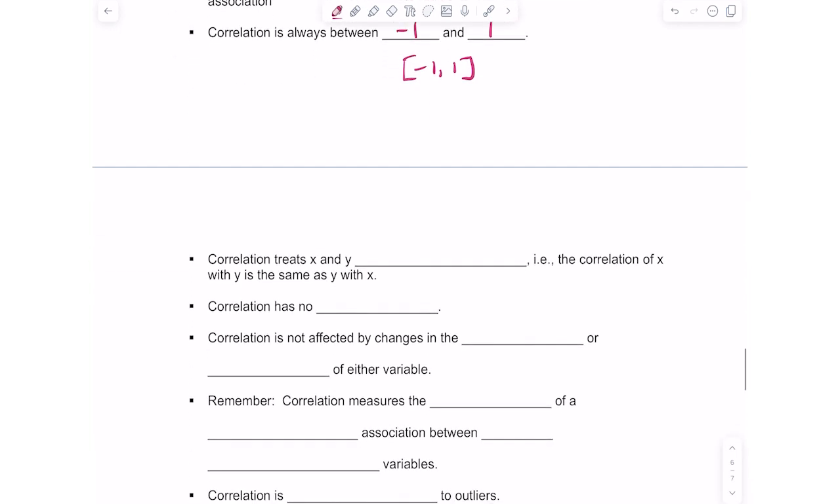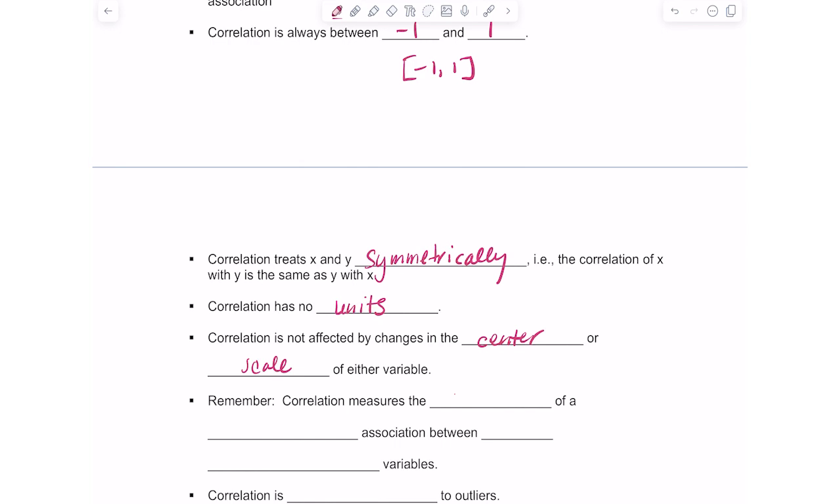Correlation treats X and Y symmetrically. So the correlation of Y with X is the same as X with Y. Correlation has no units. And it's not affected by changes in the center or the scale. And as you could see in our scatter plots above, the scale changed and it did not affect the scatter plot form, and the correlation would have stayed the same.